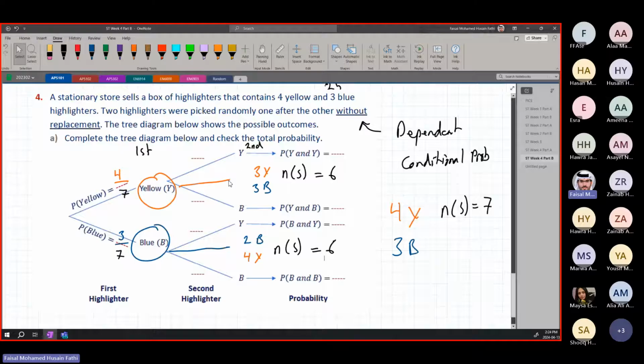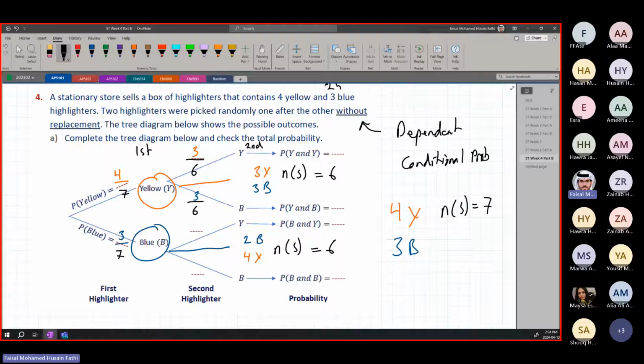So this is what we're going to be using now to put in our second probability. What is the chance of getting another yellow again? Now we have 3 yellow, and our sample size is now 6. Same thing at the bottom: now we have 3 blue, and our sample size is still 6. So this is the probability of getting 2 yellows in a row. This is the probability of getting yellow and blue.